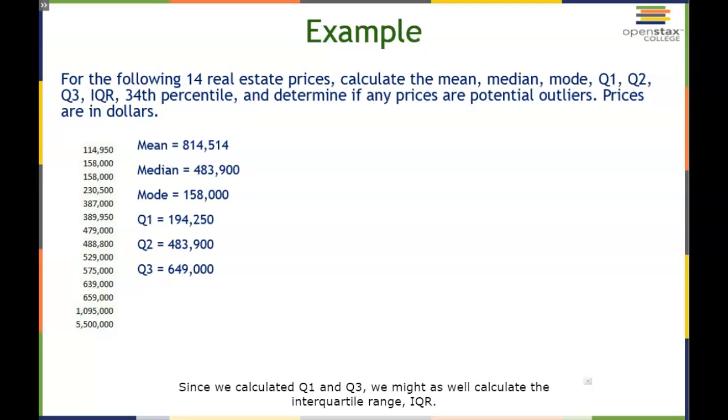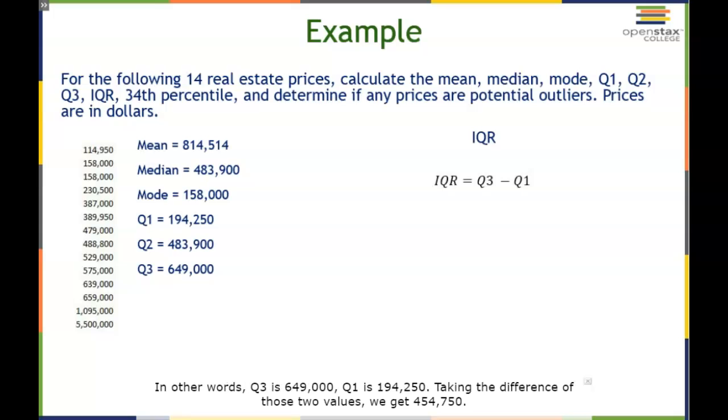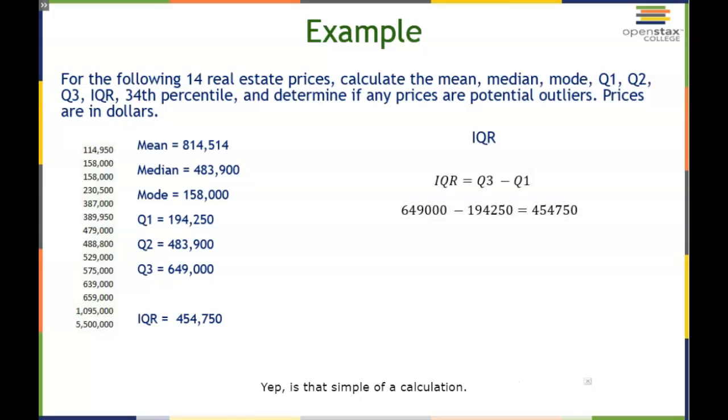Since we've calculated Q1 and Q3, we might as well calculate the interquartile range, IQR. The interquartile range is calculated by Q3 minus Q1. In other words, Q3 is 649,000, Q1 is 194,250. Taking the difference of those two values, we get 454,750. Yep, it's that simple of a calculation.